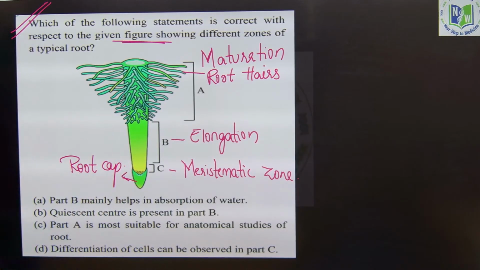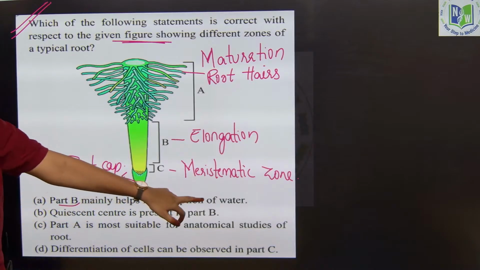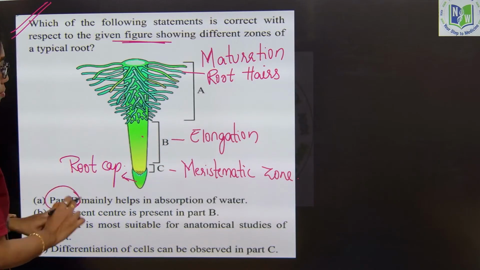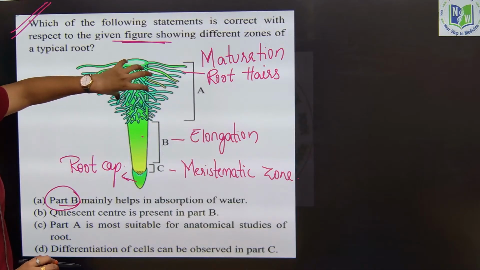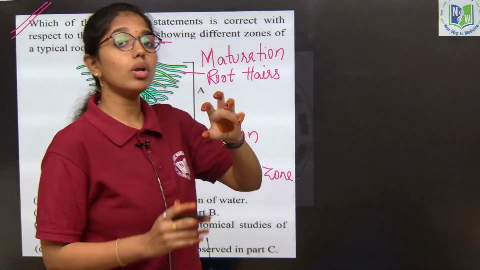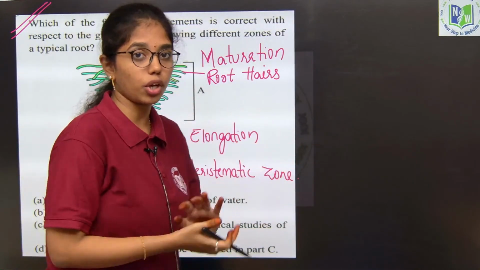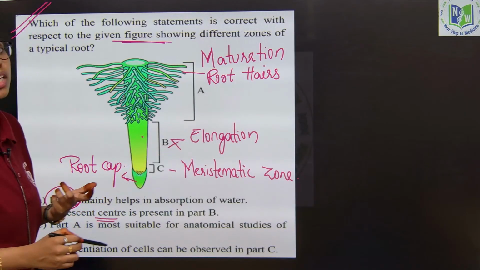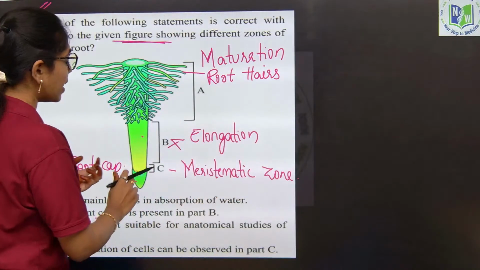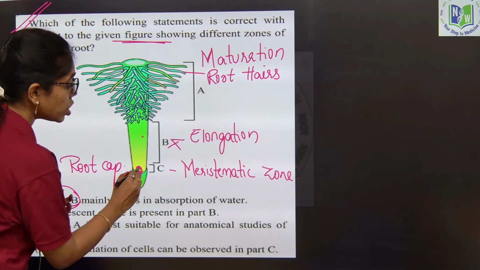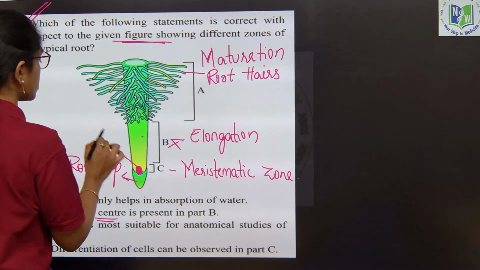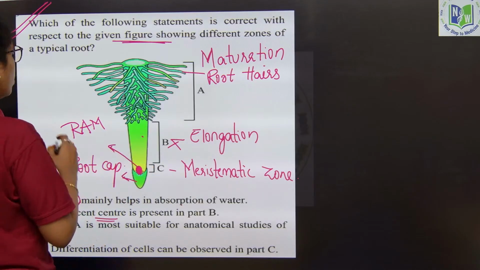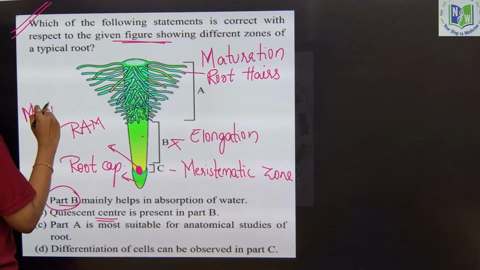Fine. So here if you see, part B mainly helps in absorption of water. No, which part will help in the absorption of water? Root hairs, that is the region of maturation, will play a keen role in absorption of water and increasing the surface area of the root. So it is not part B. Next, quiescent center is present in part B. What is this quiescent center? Quiescent center is the center which is present in the meristematic zone, which is the storehouse of meristematic cells. Root apical meristems you can say, wherein the quiescent center is the storehouse of what cells? Meristematic cells.